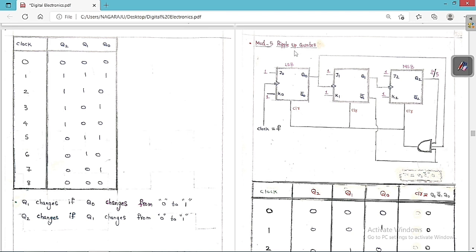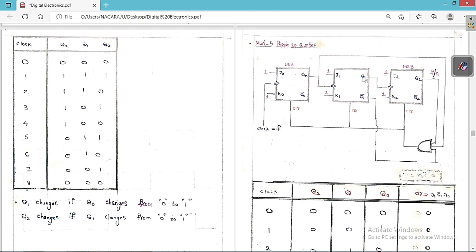Whenever the decimal number 5 comes, which in binary is 101, it has to go back to 0. So 0, 1, 2, 3, 4 are the 5 unique states. Whenever the decimal number 5, that is 101, comes, we have to switch back and start again from 0, 0, 0.